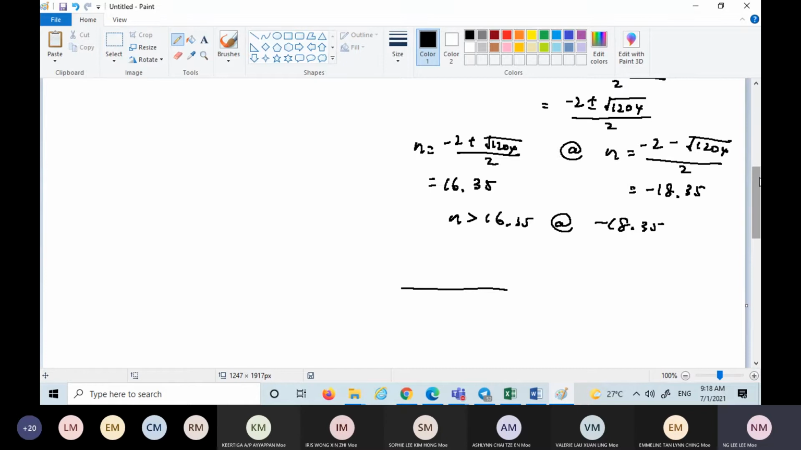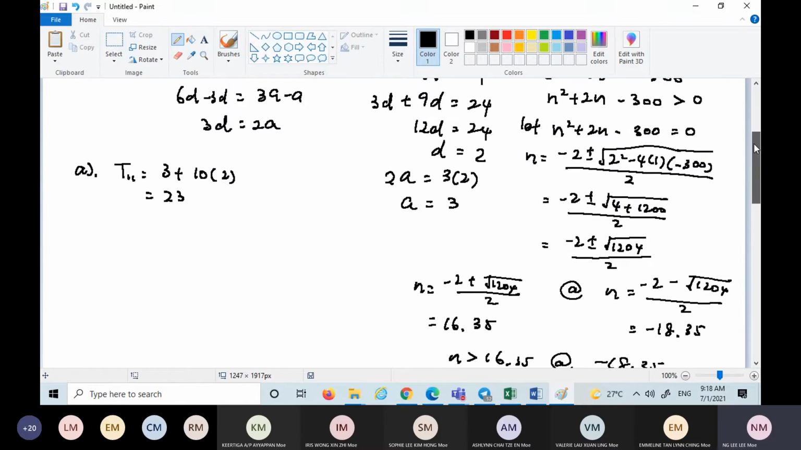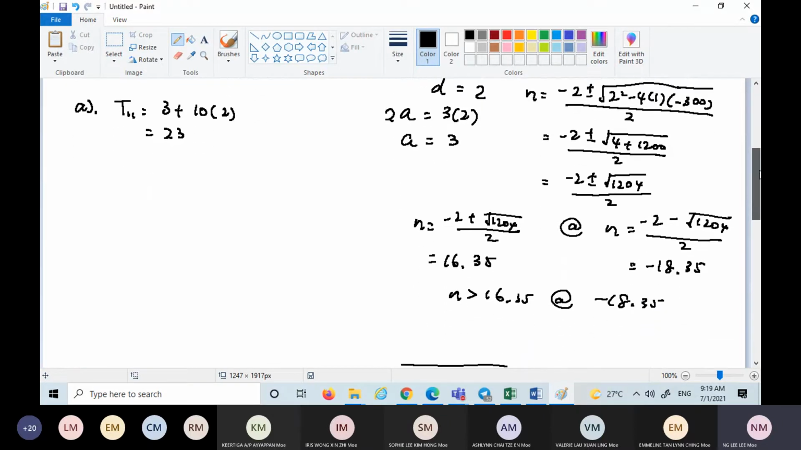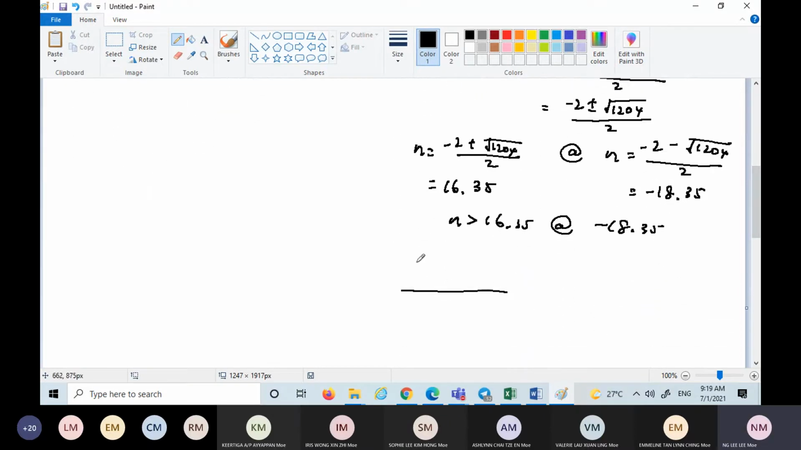Okay, sketch the graph. There are 3 methods. Usually I will use the graph. This is n squared, positive for the coefficient of n squared, so it's a smiling face. And then this is greater, so you shade above the graph. I think some of you are still very weak in this, and mostly you forgot this method already. Shade above the graph is because greater than.